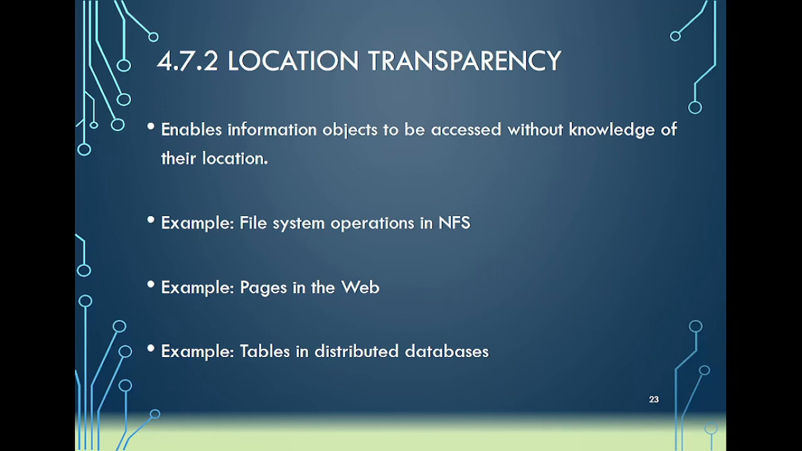When you browse the internet and you pull up a given web page, you really don't need to understand the originality of this page. Your interest is to get the information from the web page. So location transparency has been implemented in distributed systems to ensure that information objects can be accessed without knowledge of their location. We can also talk about accessing databases from different locations. You pull data without being interested in the location, and so on.